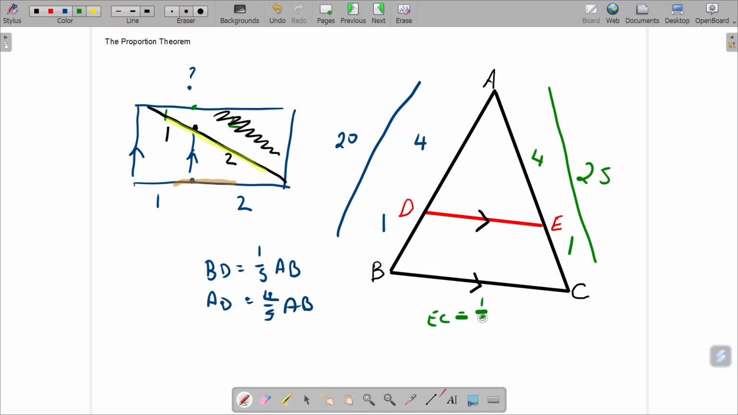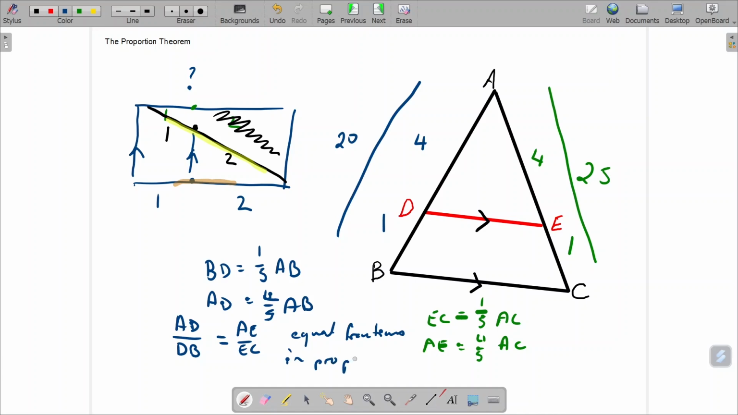That allows me to realize that EC will be 1/5 of AC and that AE will be 4/5 of AC. And the key concept here is that AD over DB will be the same size fraction as AE to EC. And as we saw last time, things that have got equal fractions we would say are in proportion.